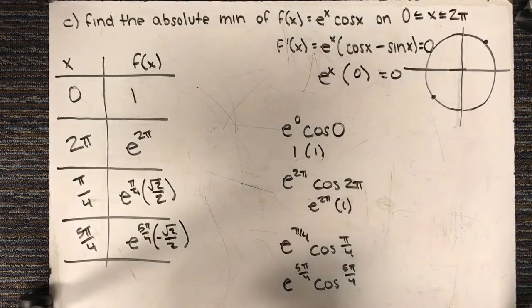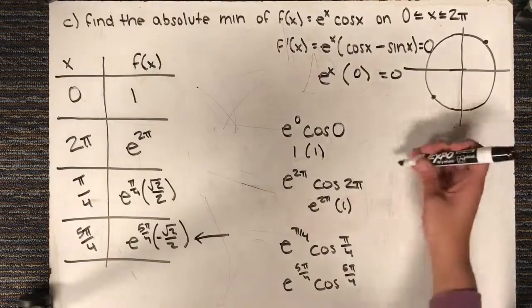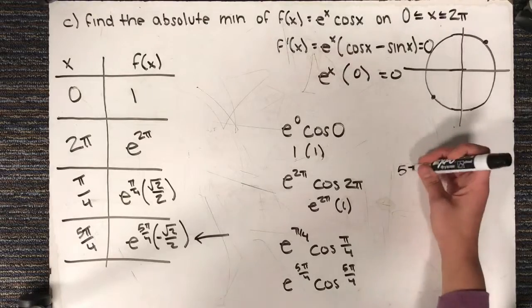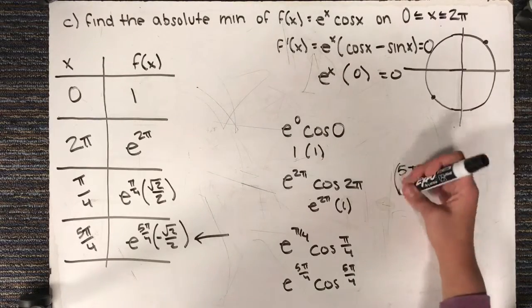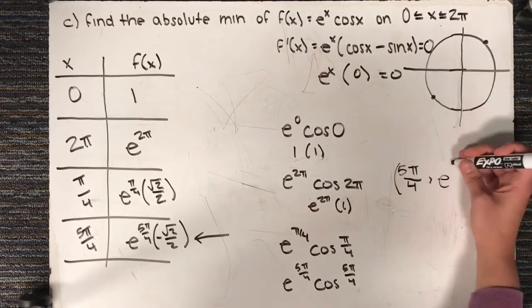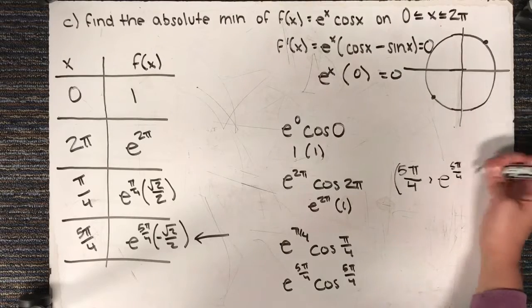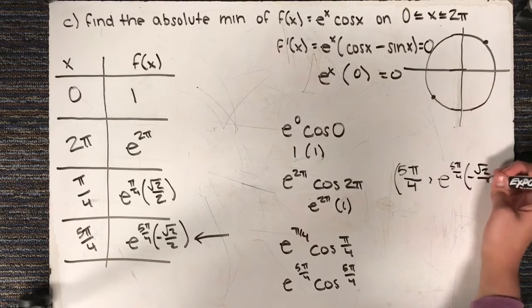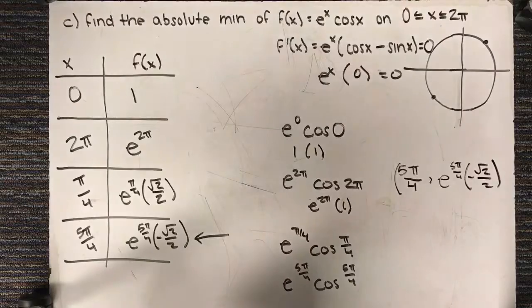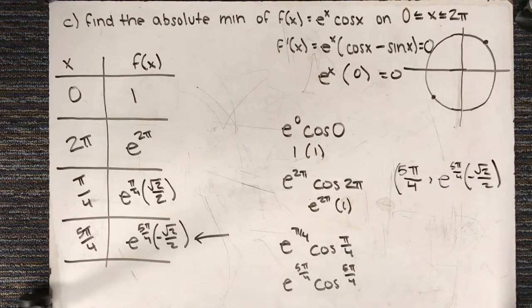So when you're looking at all these y values, it's clear that this value right here is the only negative one on the entire table, and because these are all of the x values that apply for this interval, we know that this point has to be the absolute min because it's the only negative value, so therefore it would be the lowest point on the interval. So your final answer would be 5 pi over 4, and then e to the 5 pi over 4 times negative square root of 2 over 2.